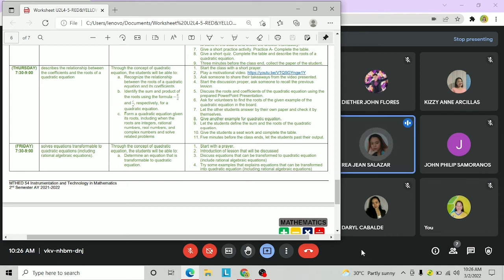So in Thursday, the learning competency is to describe the relationship between the coefficients and the roots of a quadratic equation.